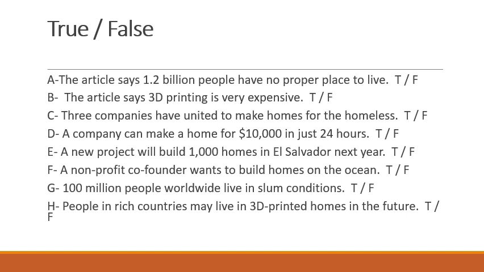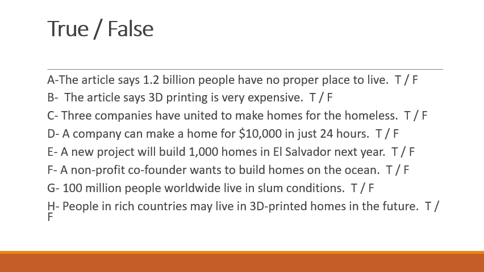Letter C. 3 companies have united to make homes for the homeless. The answer is false, because it's only 2 companies. D. A company can make a home for 10,000 in just 24 hours. The answer is true, because yes, they can make a home for 10,000 in one day. Letter E. A new project will build 1,000 homes in Salvador next year. That's false. The number is false.